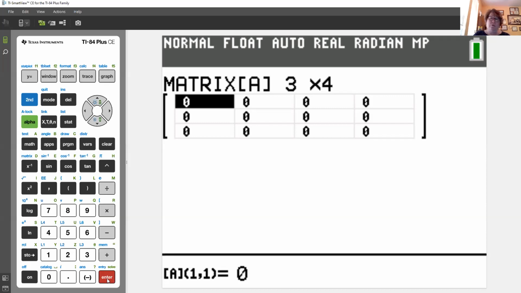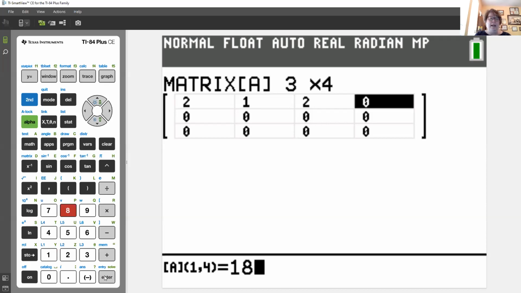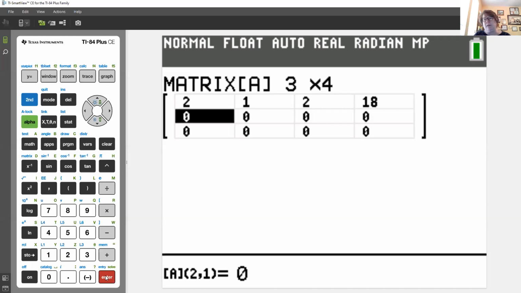So the first row, first column in my augmented matrix was a 2. So I'm going to click 2, enter. And it takes me to the second column in my first row. And I'm going to input that number, which was a 1. And the first row, third column was a 2. And the first row, fourth column was 18, the constant. And when I input that, it drops me down to the second row, and I continue inputting the elements in the second row. So I had 1.